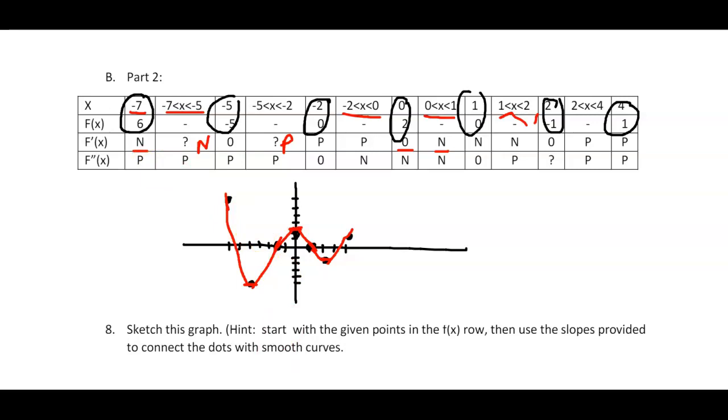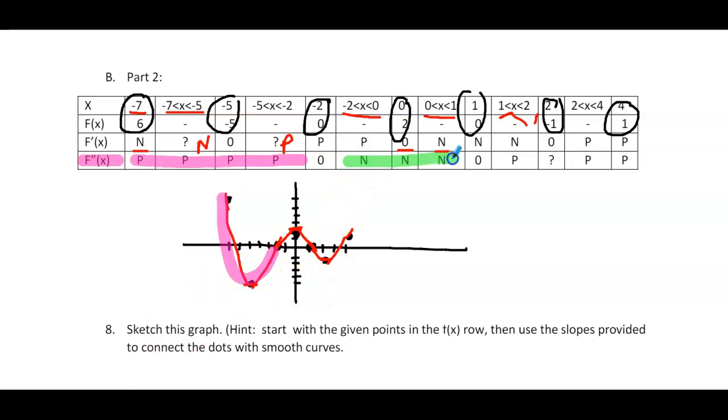And that's pretty much it, you're pretty much done at that point. From here to here, my graph is concave up. So from -7 all the way up to -2, my graph is concave up.